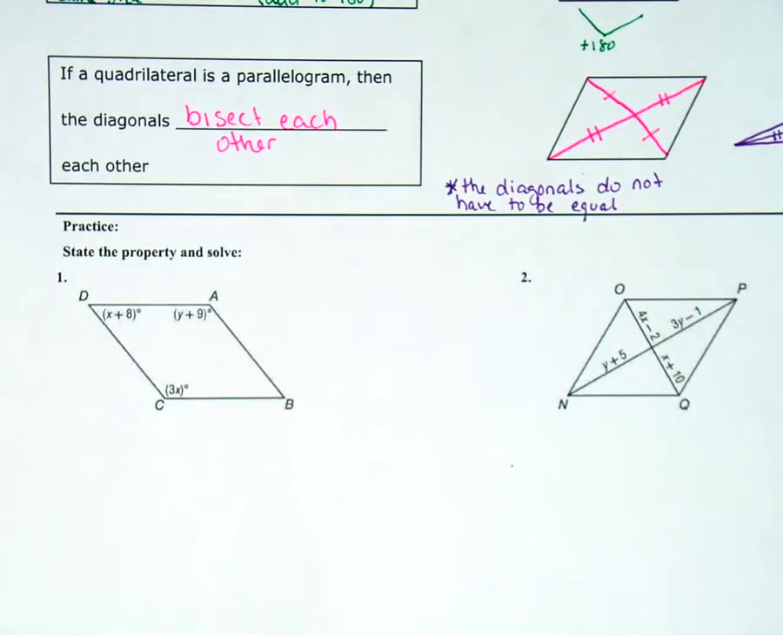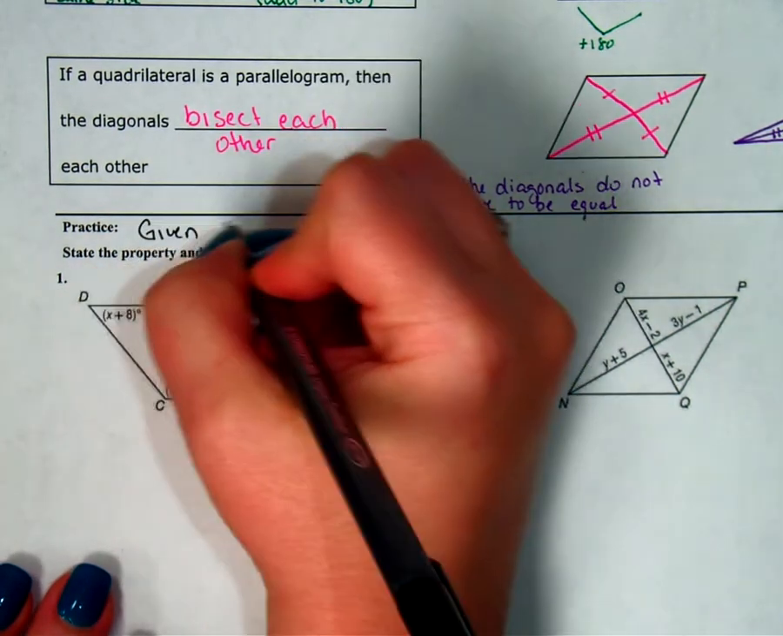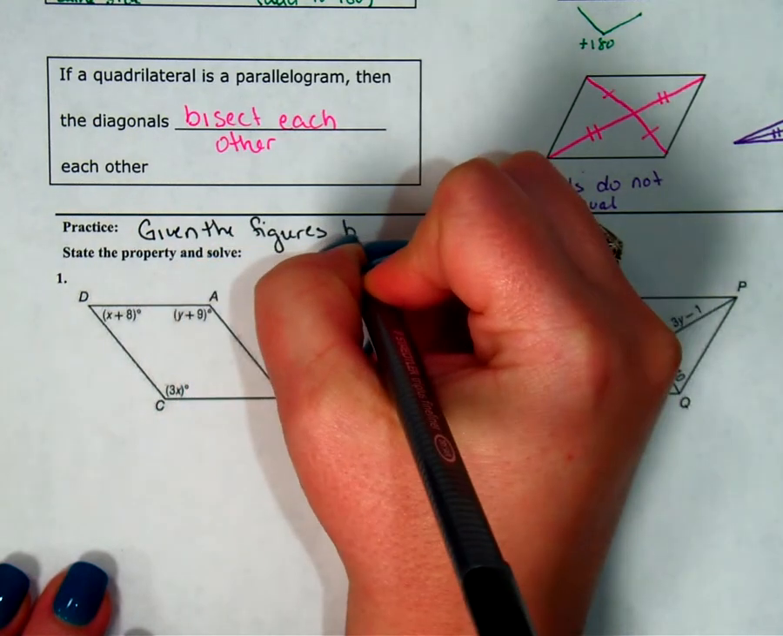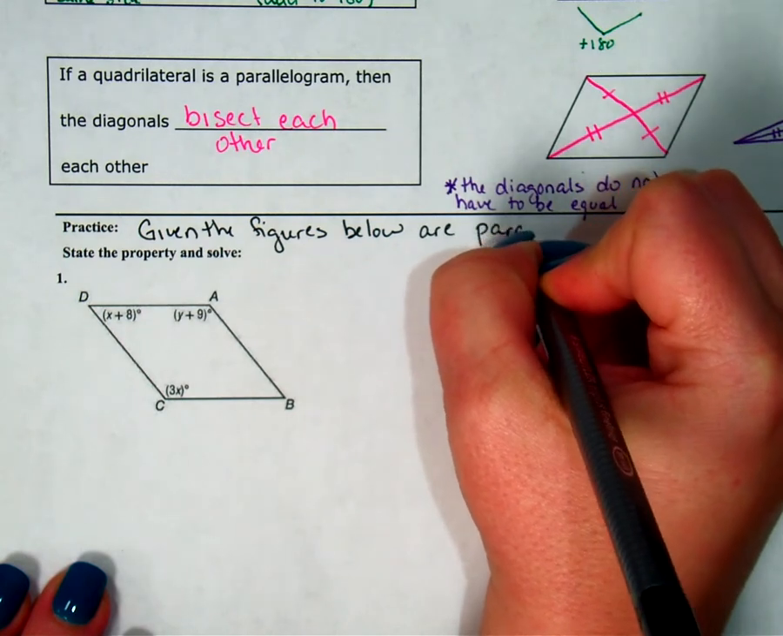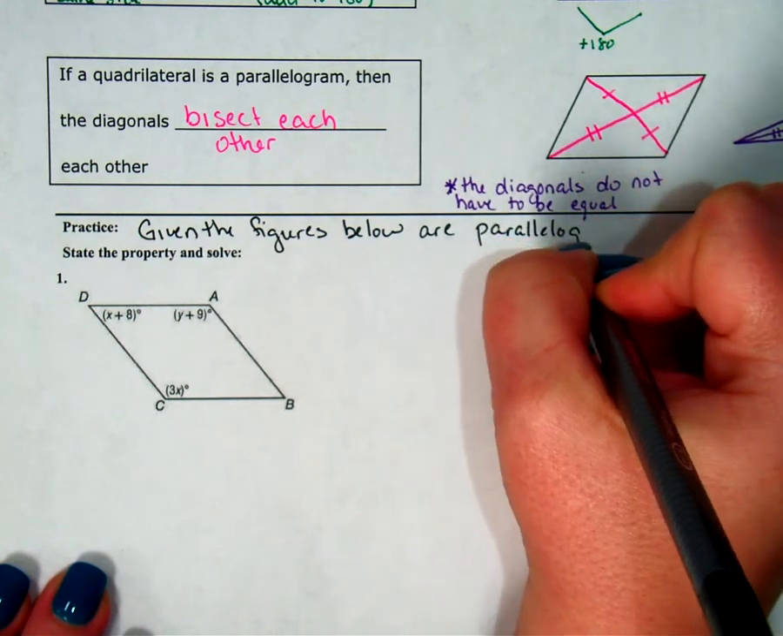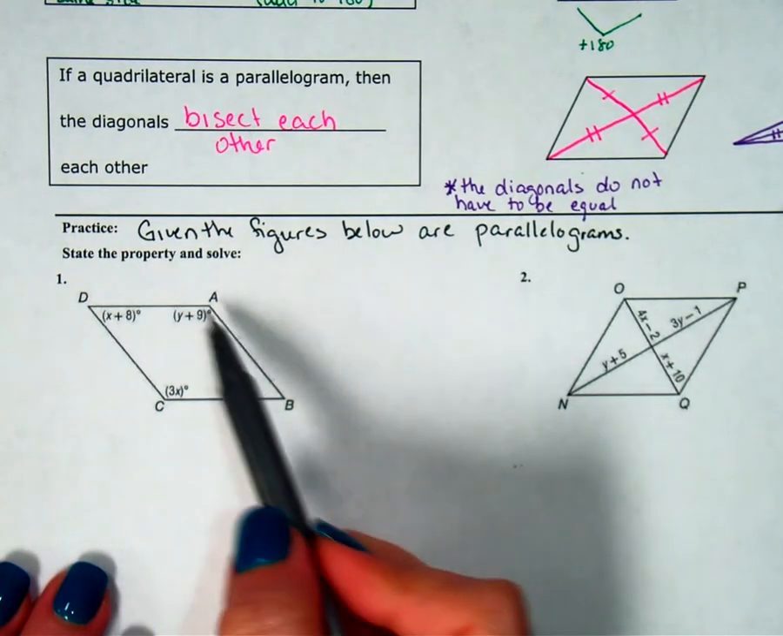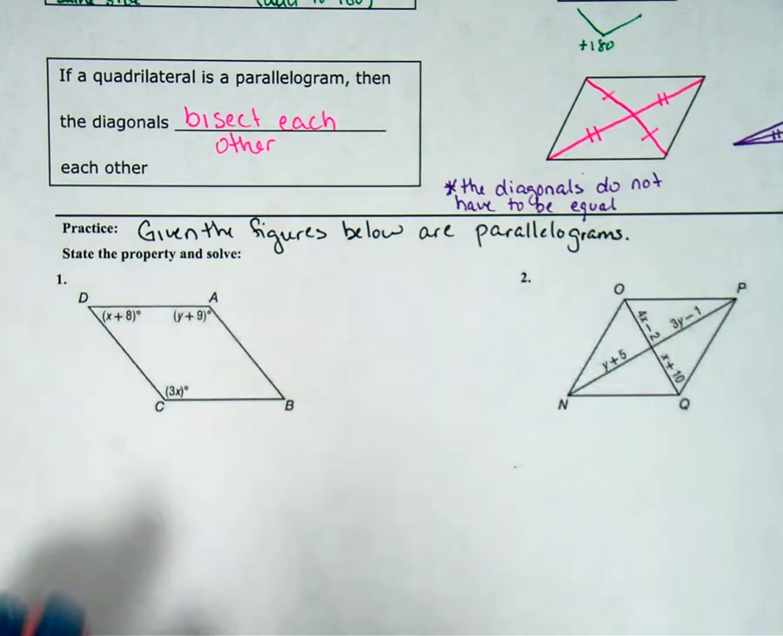And we probably need to start with, given the figures below are parallelograms. Because these properties are only going to hold true if this really is a parallelogram. This is only going to be true if this is a parallelogram. Okay? So when I look at my first one, let's see what information we have.